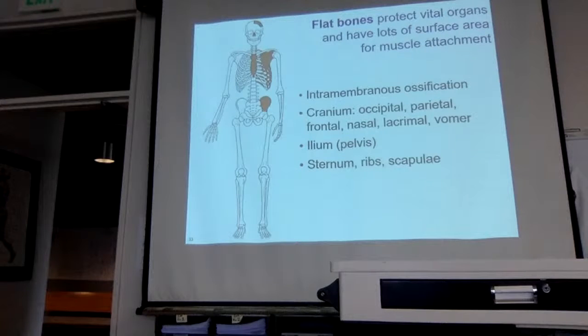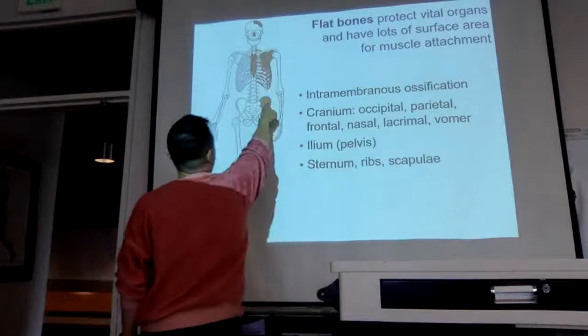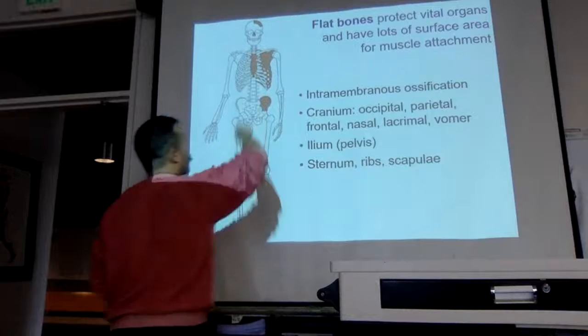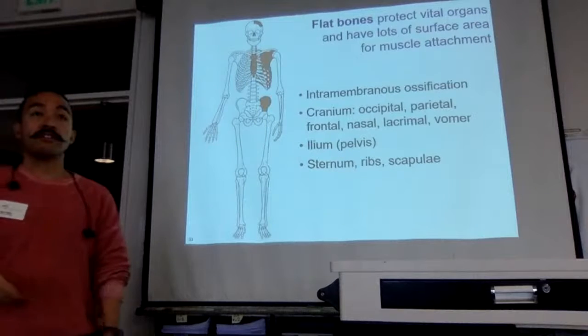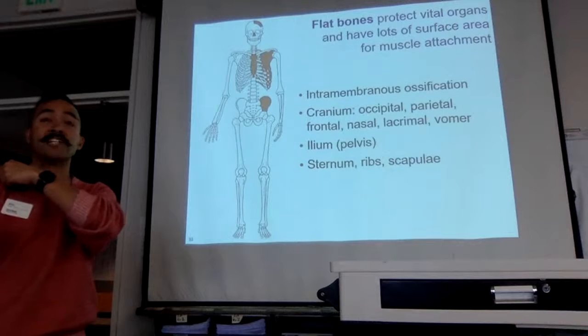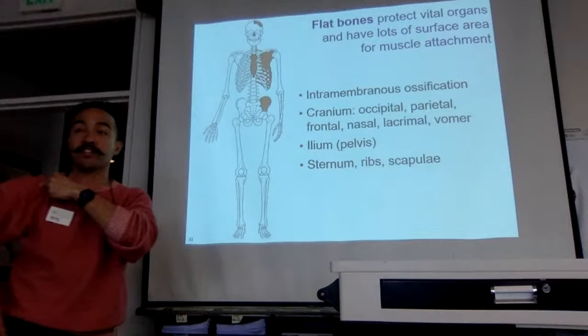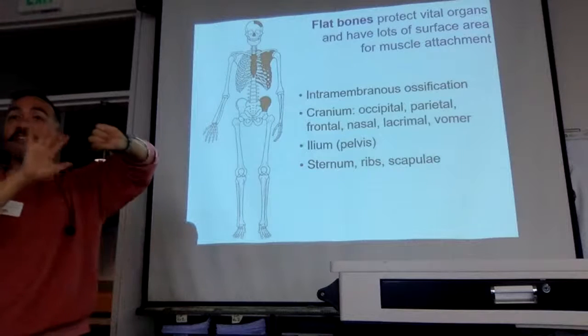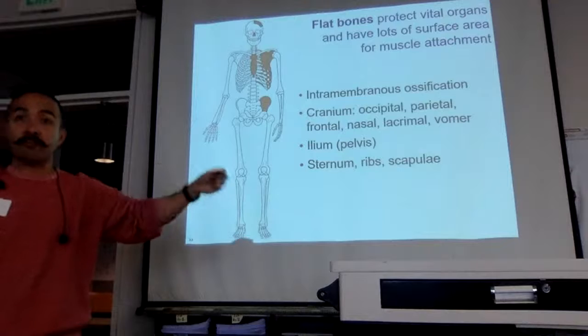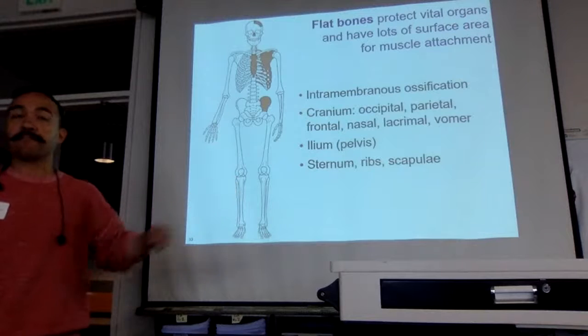You'll notice that you've got flat bones in the hips and you've got flat bones in the shoulders. These are good attachment points or anchoring points for your arms and your legs. So you need a lot of muscle attachment to help support your arms and legs.